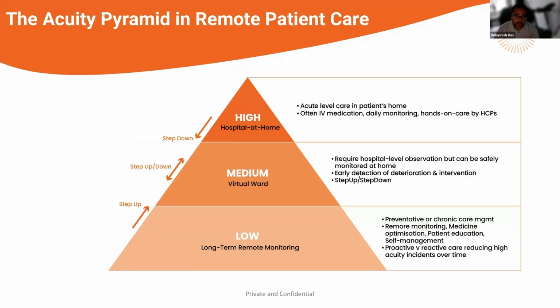So essentially the Acuity Pyramid, as I term it, is where I see remote care going, of which what we are focused on at the moment, largely in the NHS, is the top of the pyramid: hospital at home right at the top, delivering acute level care, often requiring more in-person reviews. The middle layer is your virtual wards, essentially requiring hospital level observations, and that can be split between your step up or step down virtual wards.